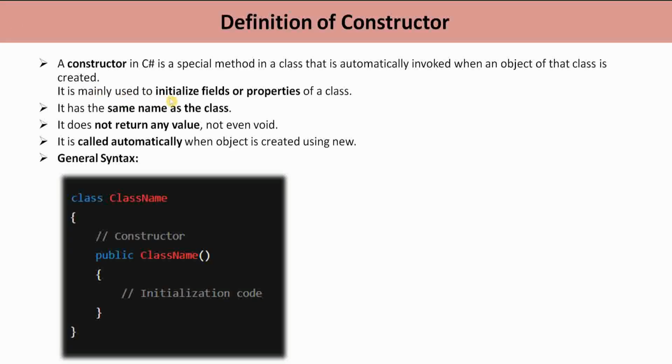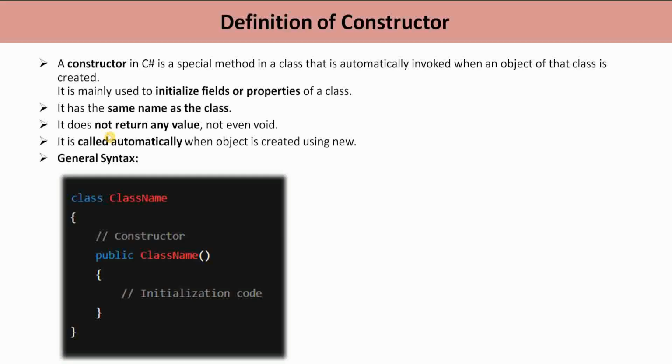It is mainly used to initialize fields or properties of a class. So if we want to add some values to the fields or properties of that class, we can do it through the constructor. It has the same name as the class. Whenever we want to create a constructor, it must have the same name as the class, otherwise it will give an error. It does not return any value, not even void.